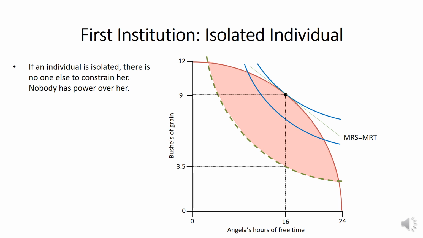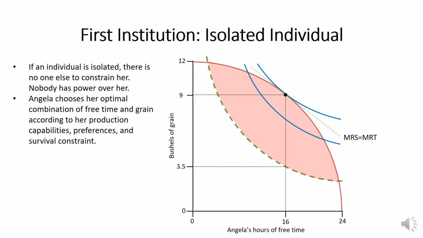And that's substantially more than what she needs to consume to survive when she's working for 8 hours a day. So 8 hours a day intersects the survival constraint at around 3.5 bushels. So she's doing much better than just surviving in this situation.